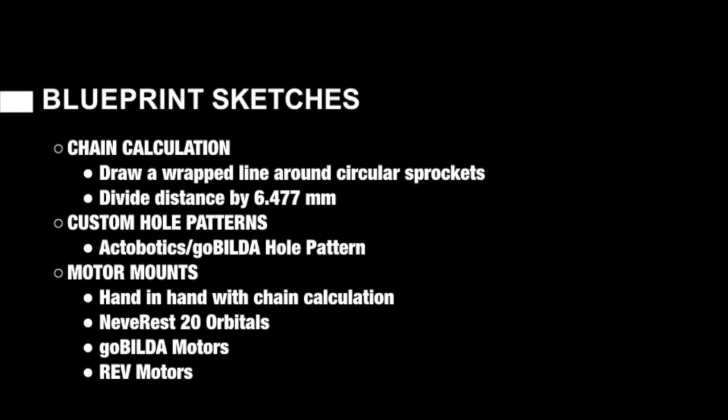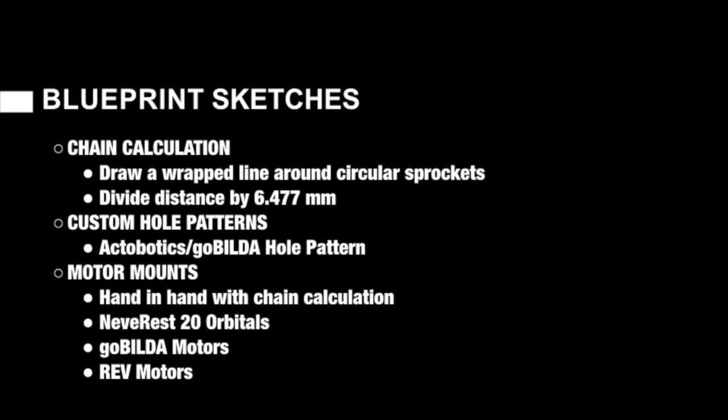To start off with custom chain calculations, how many of you have used chains and realized that there's a gap or it's not tensioned all the way throughout the chain? I know we have on our team. By using CAD, you can actually draw a wrapped line around the center circular sprocket, and you can divide the distance by 6.477 millimeters. This will create the perfect chain tension.